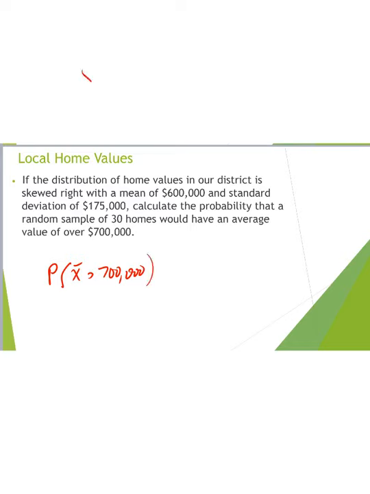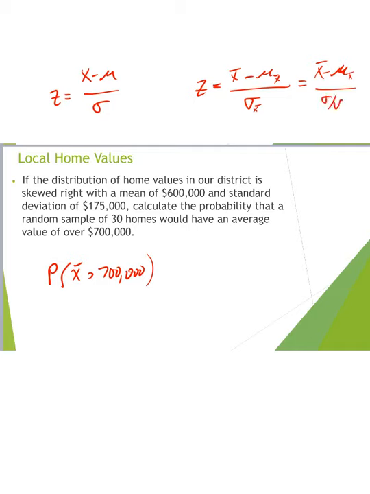Well, previously we had the formula x minus mu over sigma, if this were normal. Okay, now in a sampling distribution, instead of x, it's x bar. Instead of mu, it's mu of the x bars. And instead of sigma, it's sigma of the x bars, which is the same as saying x bar minus mu over sigma divided by root n, if you want to write it like that.